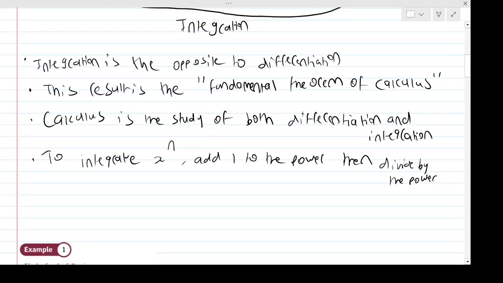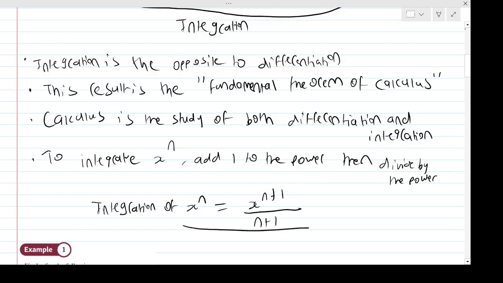Okay, and so we can do that more mathematically then. So the integration of x to the n is going to be, if we add 1 to the power, well, firstly it's going to be x to the n plus 1, right? Then, as we saw, we divide the expression by the power. What's the power now? n plus 1. So we're going to divide it by n plus 1. And that is the mathematical way of integrating a power of x, okay?